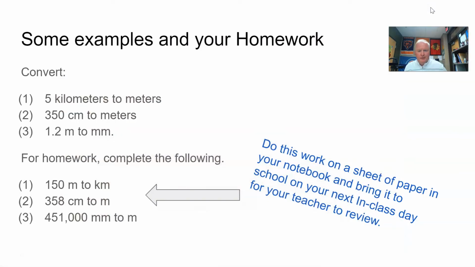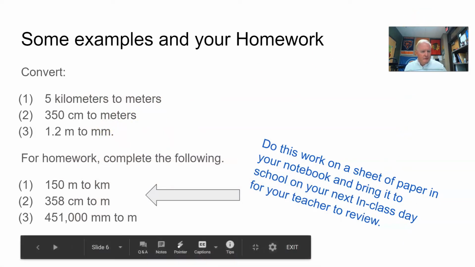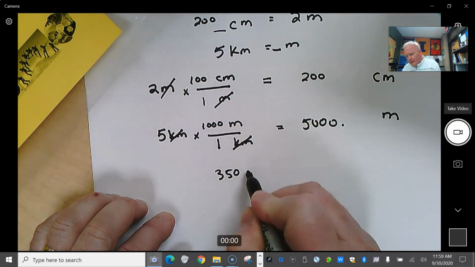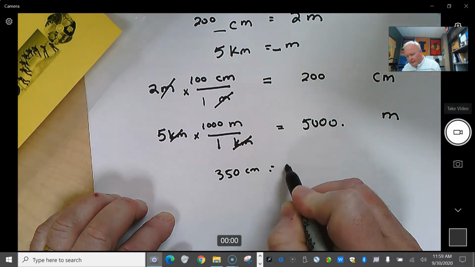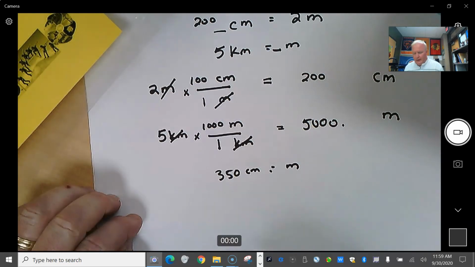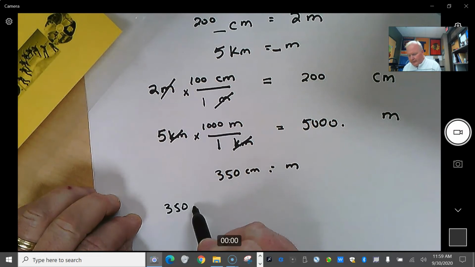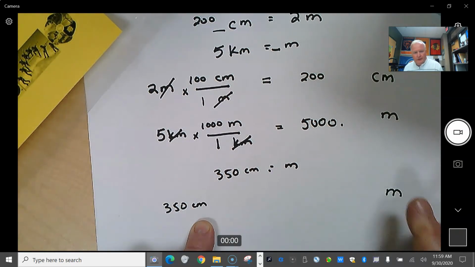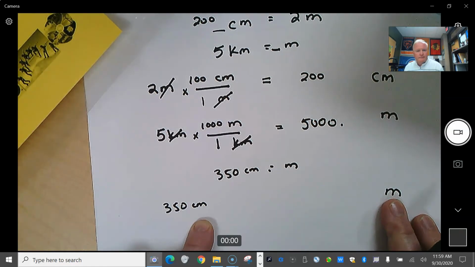So the next example that they ask us to do is 350 centimeters to meters. And so how do we do 350 centimeters to meters? So step 1, write down our given, 350 centimeters. Write down our goal over here. That's what we're trying to get to.